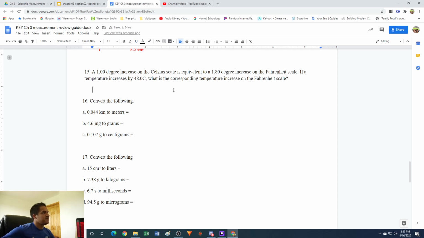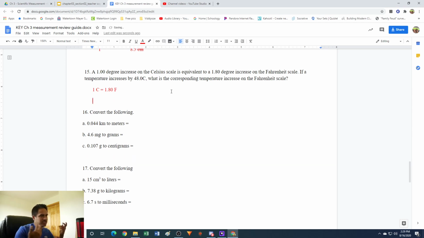Okay, number 15, a 1 degree increase on the Celsius scale is equivalent to a 1.80 degree increase on the Fahrenheit scale. Okay, so that's conversion factor. So 1 degree Celsius is equal to 1.80 Fahrenheit. If a temperature increases by 48 degrees Celsius, what is the corresponding temperature increase on the Fahrenheit scale?